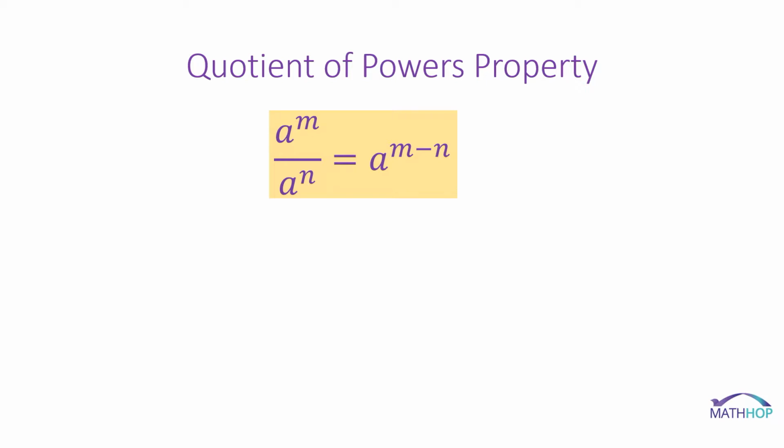Let's look at a few and make sure we've got this. If we have 5 to the 7th divided by 5 to the 4th, we subtract the power in the denominator from the power in the numerator. We have 5 to the 7 minus 4th power, or 5 to the 3rd power, or 5 cubed, which is 125. All right, let's look at one more.